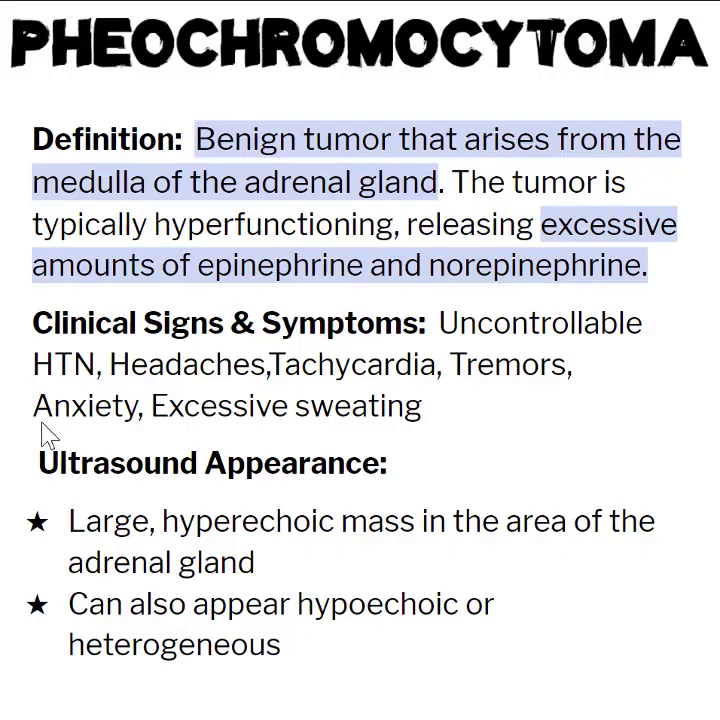Next on our list then, we have pheochromocytoma. Pheochromocytomas are another benign tumor that arise from the medulla of the adrenal gland. Now this tumor is typically going to be hyperfunctioning, which means that it releases medullary hormones, which include epinephrine and norepinephrine. When a patient has a hyperfunctioning pheochromocytoma, they're going to have all those fight or flight feelings that you have. They're going to have a lot of those feelings all of the time because there's so much extra epinephrine and norepinephrine running through their body.